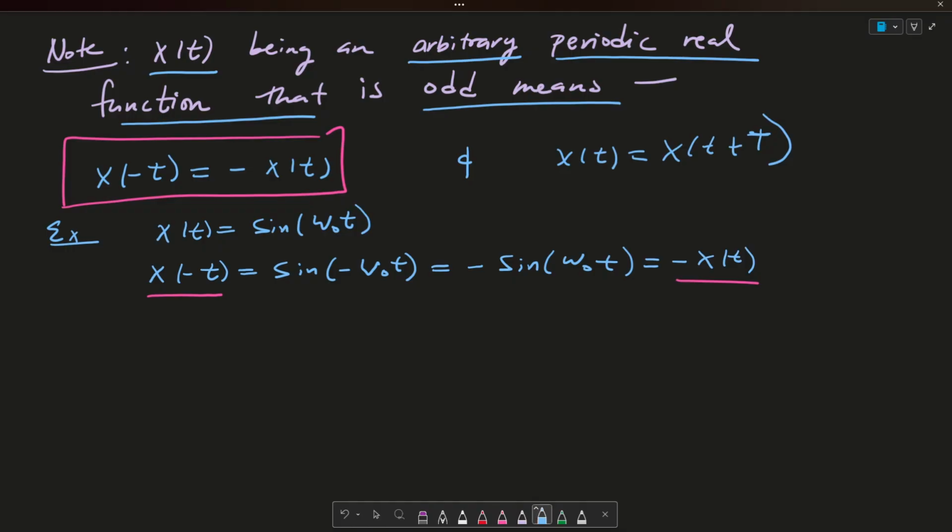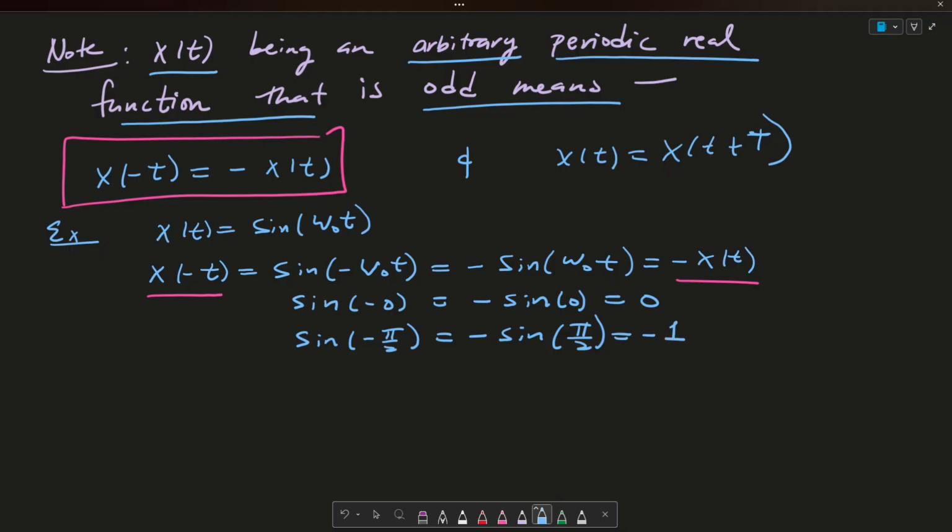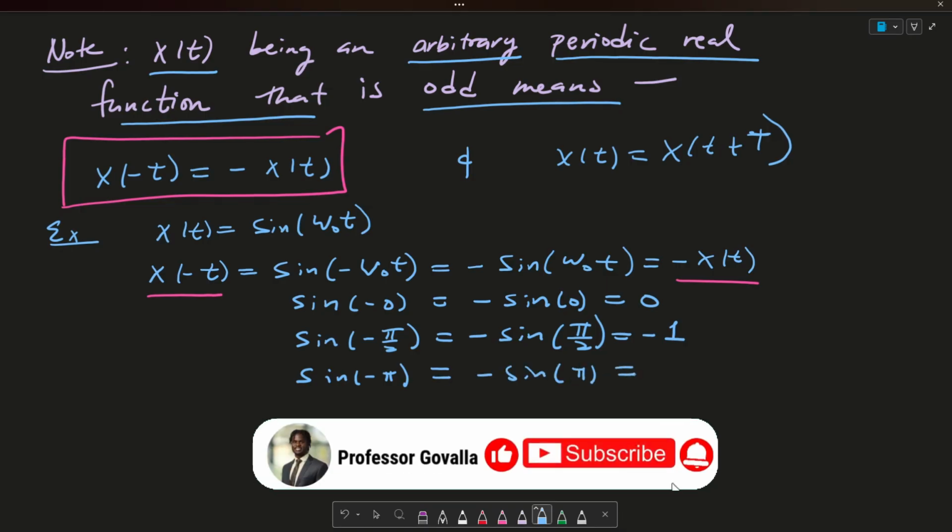And to prove this, we can go ahead and put in some values for sine. So say that sine of minus 0 is the same as minus sine of 0, which is equal to 0. Sine of minus pi over 2 is the same as minus sine of pi over 2, which is equal to minus 1. And sine of minus pi is the same as minus sine of pi, which is also equal to 0.